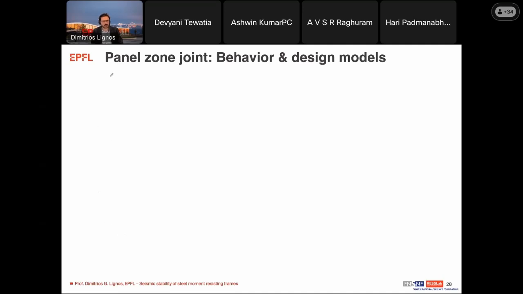Now, the next subject that I'd like to talk about that relates to seismic stability of moment frames relates to the panel zone joint, or the panel zone. And in particular, I will first talk a little bit about the behavior of the panel, and then I will talk about some design models that we typically use, and some improvements that we've done to leverage the beneficial aspect of the panel zone itself.